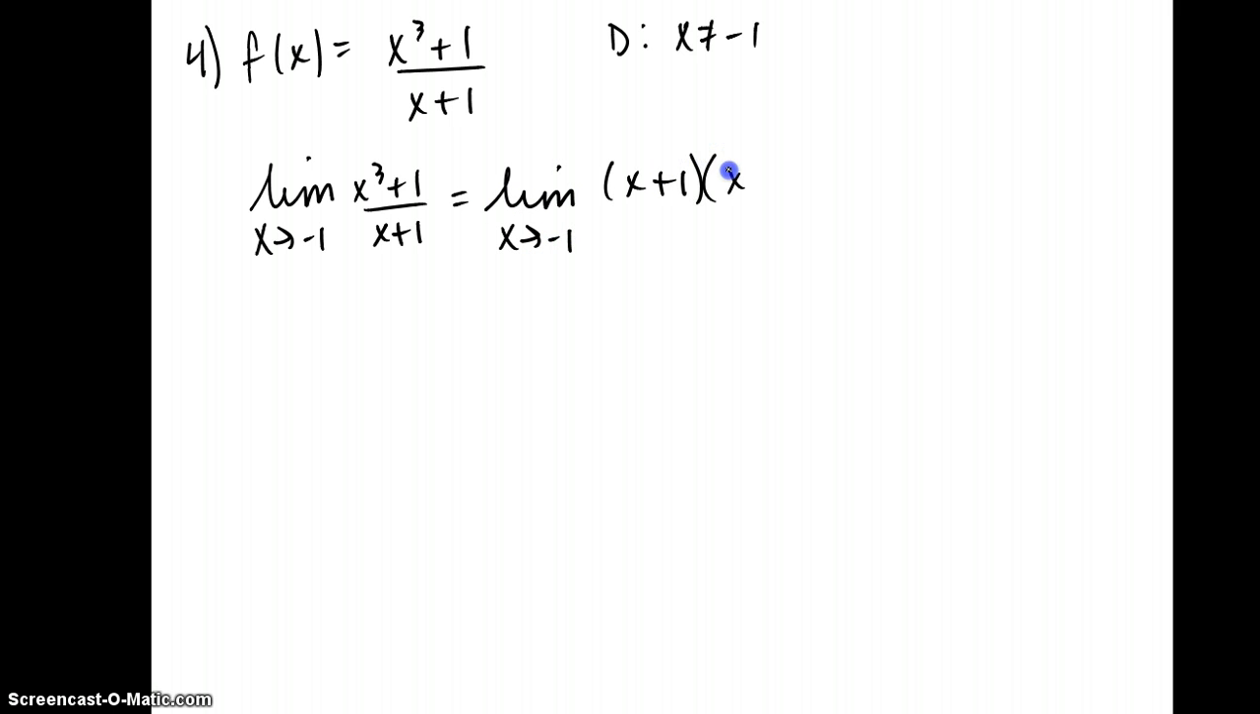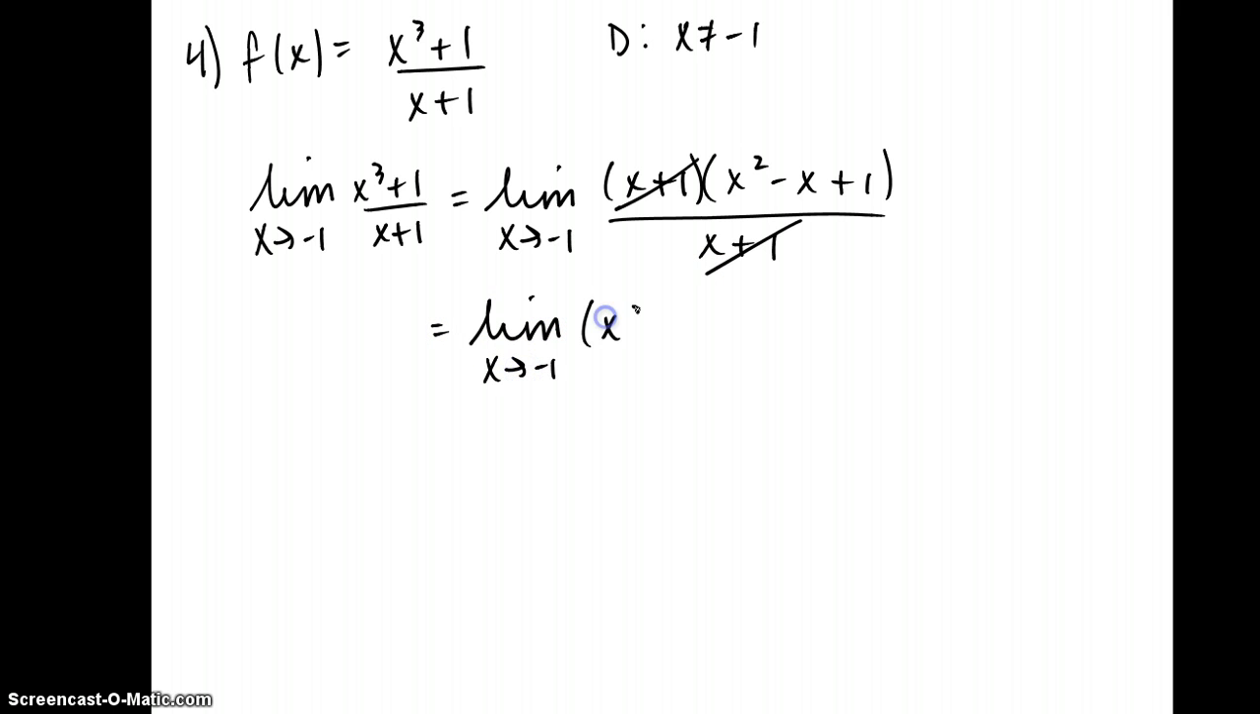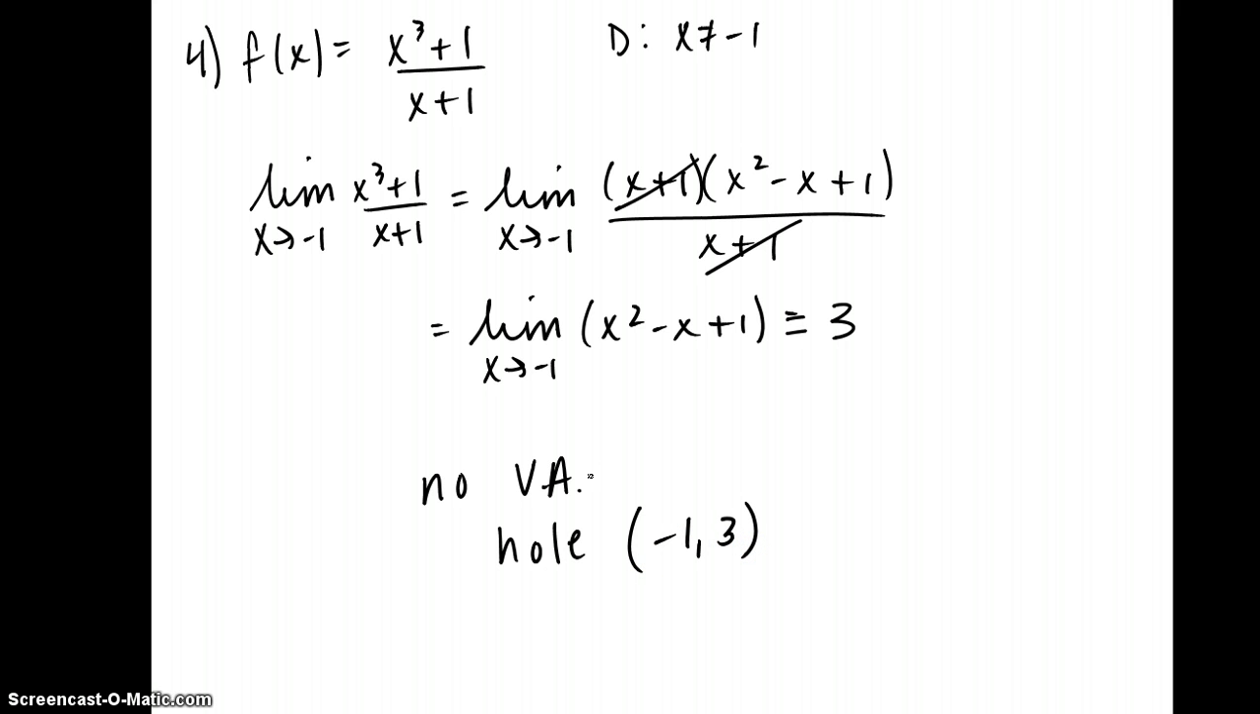All right, x plus 1, x squared minus x plus 1 all over x plus 1. I get my 0 over 0 terms to cancel. So now I'm just substituting negative 1 into my quadratic, and I get a limit of positive 3. So what's the conclusion? No vertical asymptote occurs, okay? Why isn't there a vertical asymptote? Because instead it'll be a hole at the point negative 1, 3. Remember the difference here.